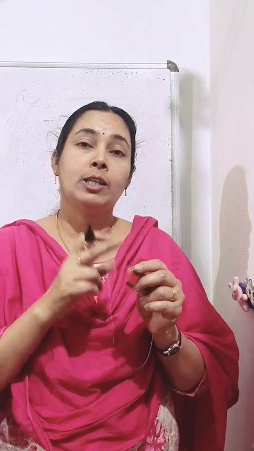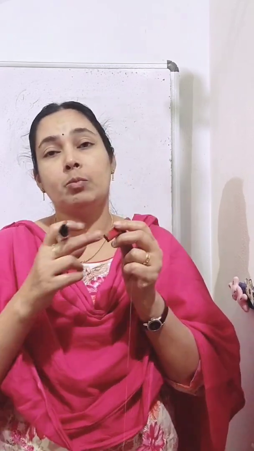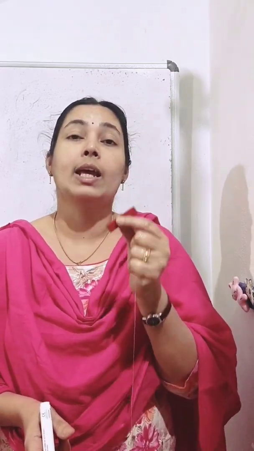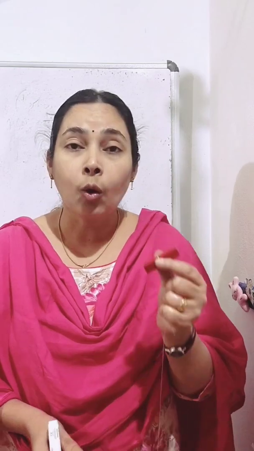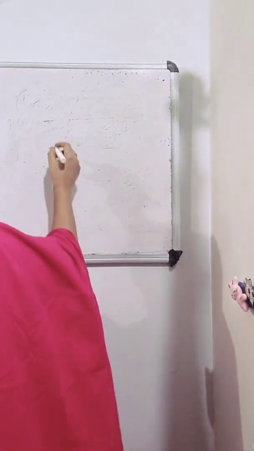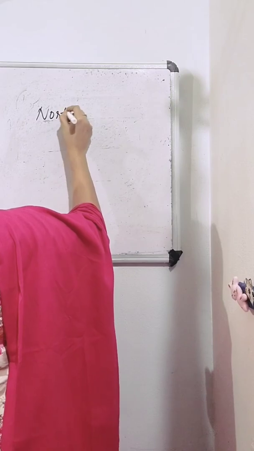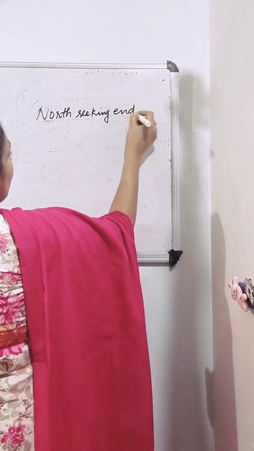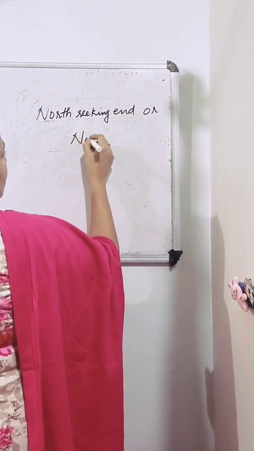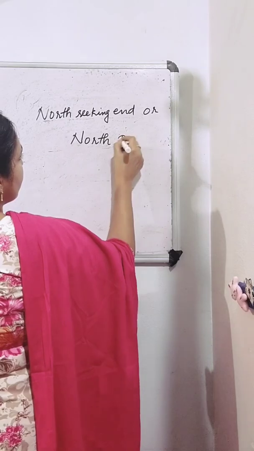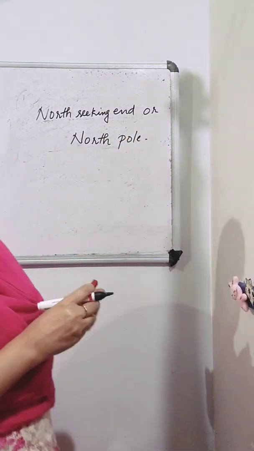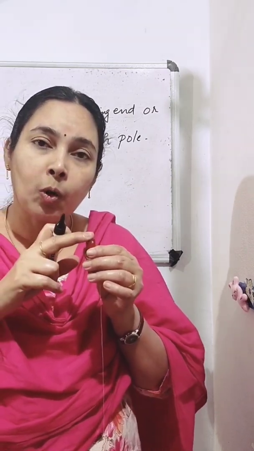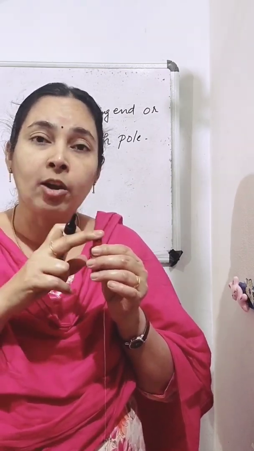So one end is pointing towards the north and the other end is pointing towards the south. And the end of the magnet, or the pole of the magnet, that points towards the north is called the north-seeking end, or north pole. Okay. So here this is the north. So this end is called the north pole of the magnet or north-seeking end of the magnet.